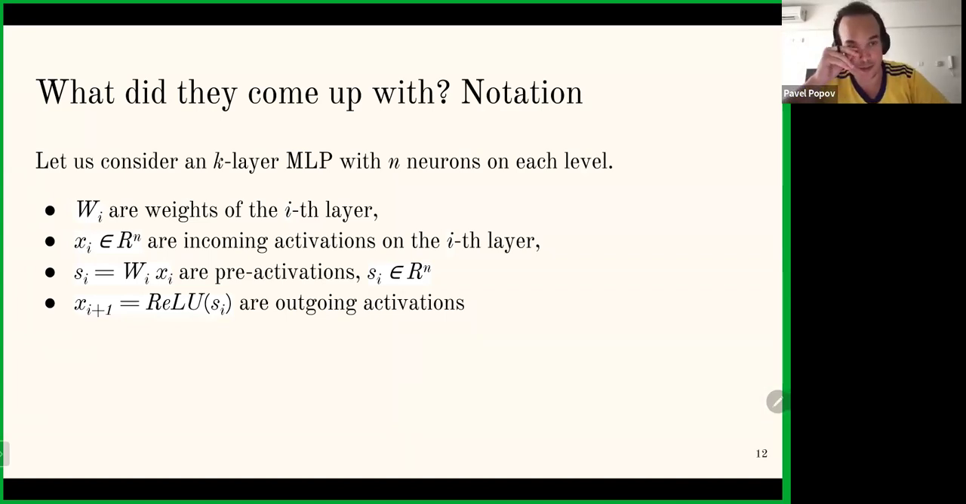They introduce a notation. They consider a simple MLP with k layers and n neurons at each layer. Wi are the weights on the ith layer. Xi is the incoming activations. Si is a product of weights and incoming activations, which we call pre-activations. And finally, X(i+1) is the ReLU of pre-activations. So far, so good.